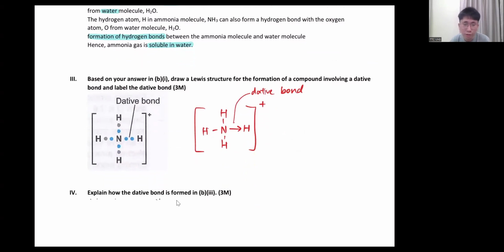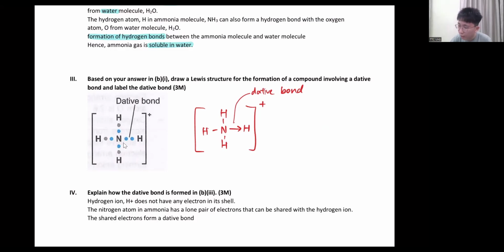Guys, as I mentioned, what's the definition for dative? It's also sharing, but the sharing only comes from one atom. It means one side is not contributing, the other side is contributing. But why is your dative bond able to form, like why is N okay? Because you have a lone pair. Your N has a lone pair.